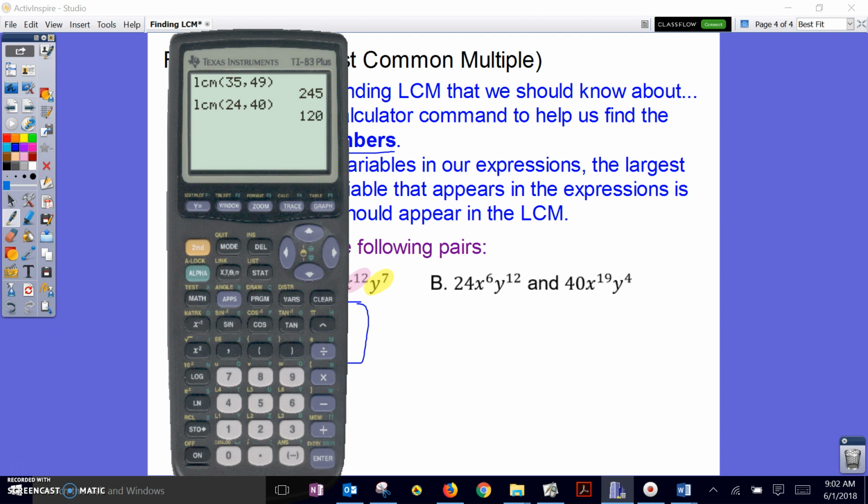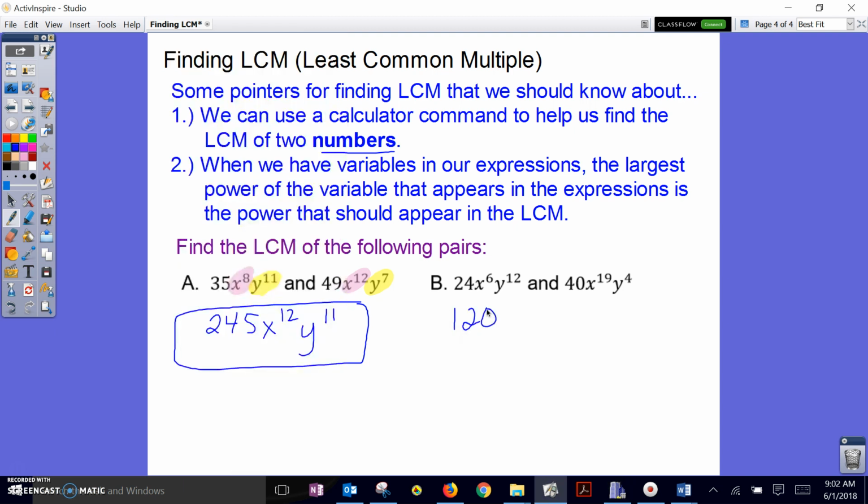And the LCM of 24 and 40 is 120. And we've got the largest power of x. We've got x to the 6th and x to the 19th. The largest is x to the 19th. And we've got y to the 12th and y to the 4th. The largest power of those is y to the 12th. And so there's our LCM. And that concludes our video on how to find LCM.